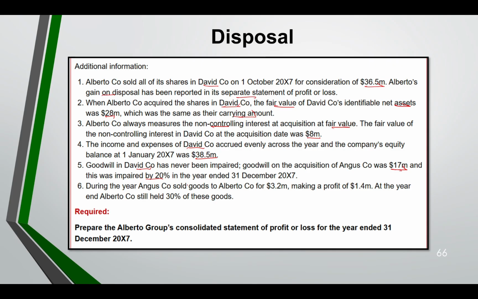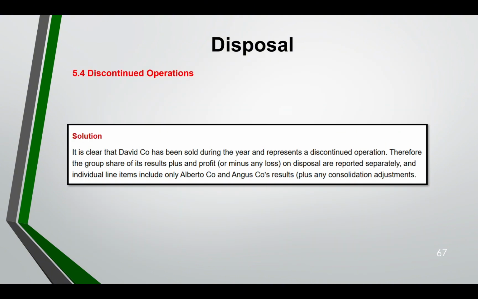During the year, Angus has sold goods to Alberto for 3.2. You see, it's an intra-group transaction, needs to be eliminated, making a profit of 1.4. 30% of these goods are still there at the year end. Okay, so it is very clear that David, the second subsidiary, we have sold it, and since you have sold it entirely, it represents a discontinued operation. So the group share of their profit and loss you have to show separately from Alberto and Angus result.